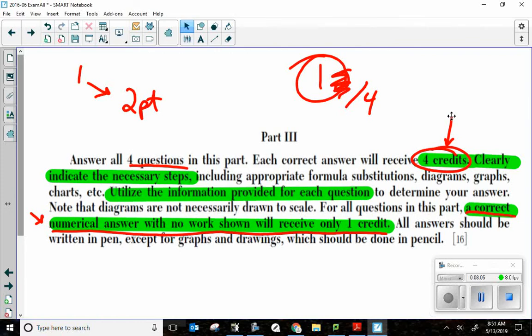So all answers should be done in pen, except for graphs and drawings, which should be done in pencil. I can't tell you the number of kids that forget to do that in pencil. I mean, I think they still grade them in my experience, but technically if someone at the state had a bug up their little bum and just wanted to make people's lives miserable, they could look at that and give you a ration of poo-poo. Let's move forward.